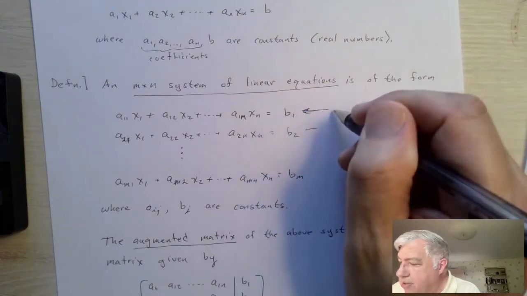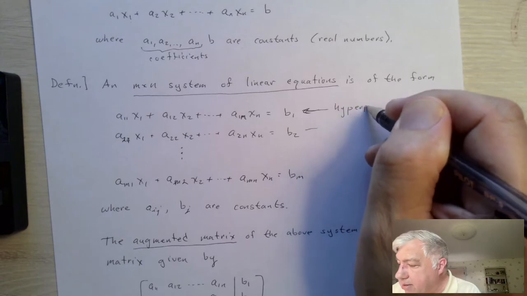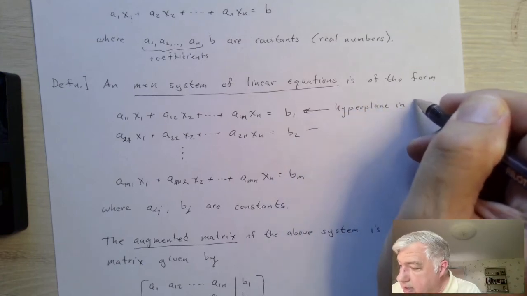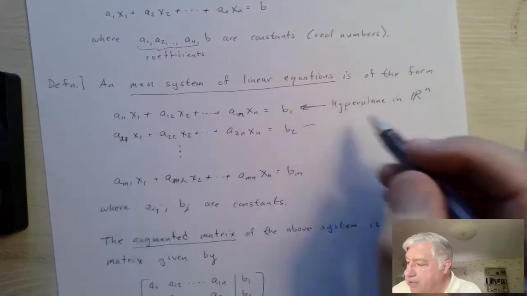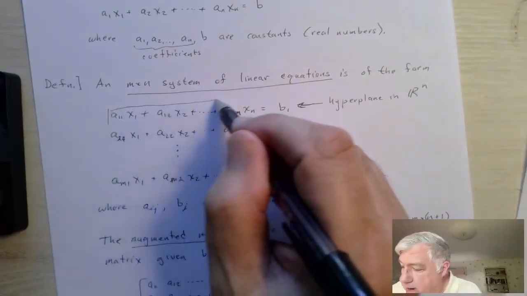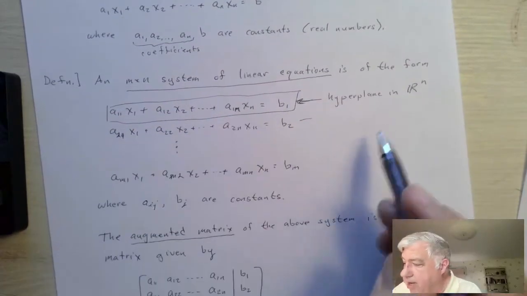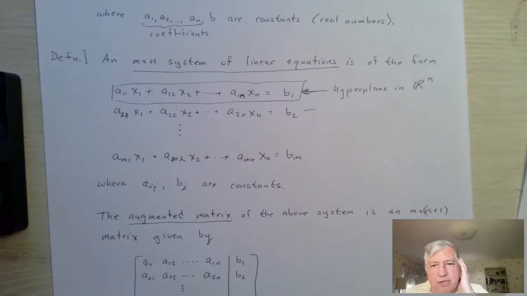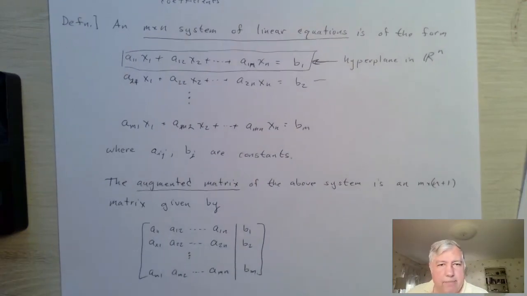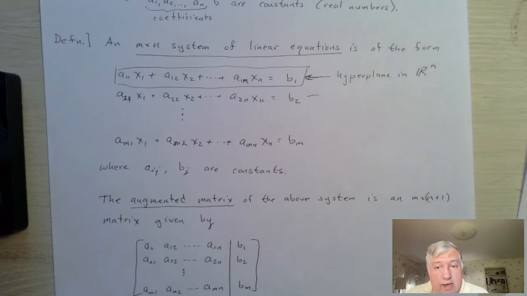Each equation corresponds to a hyperplane in Rn. So basically, one equation describes a hyperplane in Rn, and this system talks about how these hyperplanes intersect. Okay, all right. So we're going to spend a lot of time talking about how to solve these linear equations without doing a lot of this messy algebra.